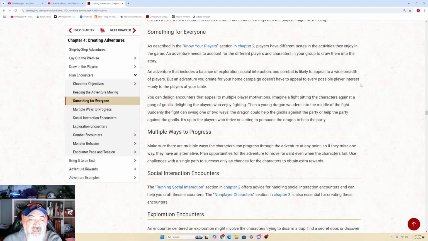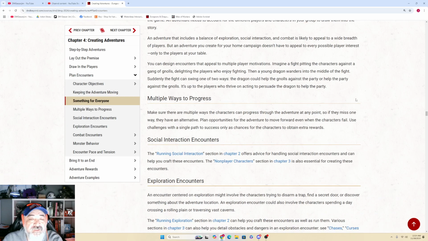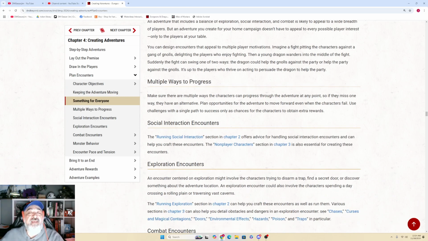Imagine a fight pitting the characters against a gang of gnolls, delighting the players who enjoy a fight. Then a young dragon wanders into the middle of the fight. Suddenly the fight can swing one of two ways. The dragon could help the gnolls against the party, or help the party against the gnolls. It's up to the players who thrive on acting to persuade the dragon to help the party.